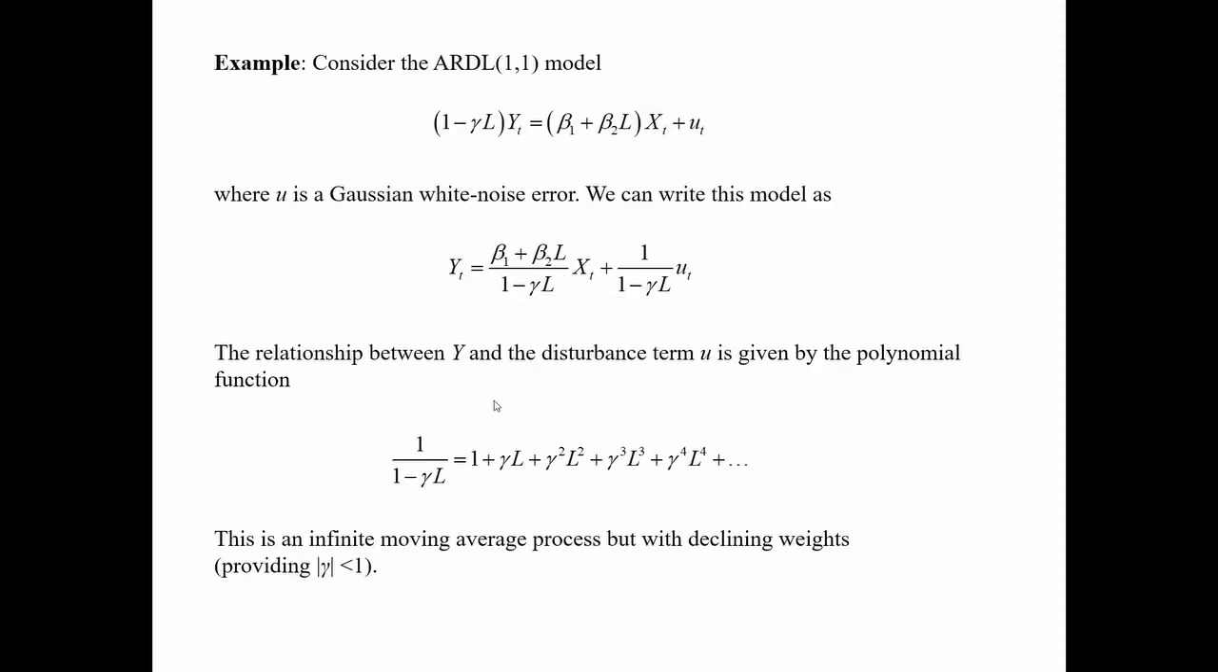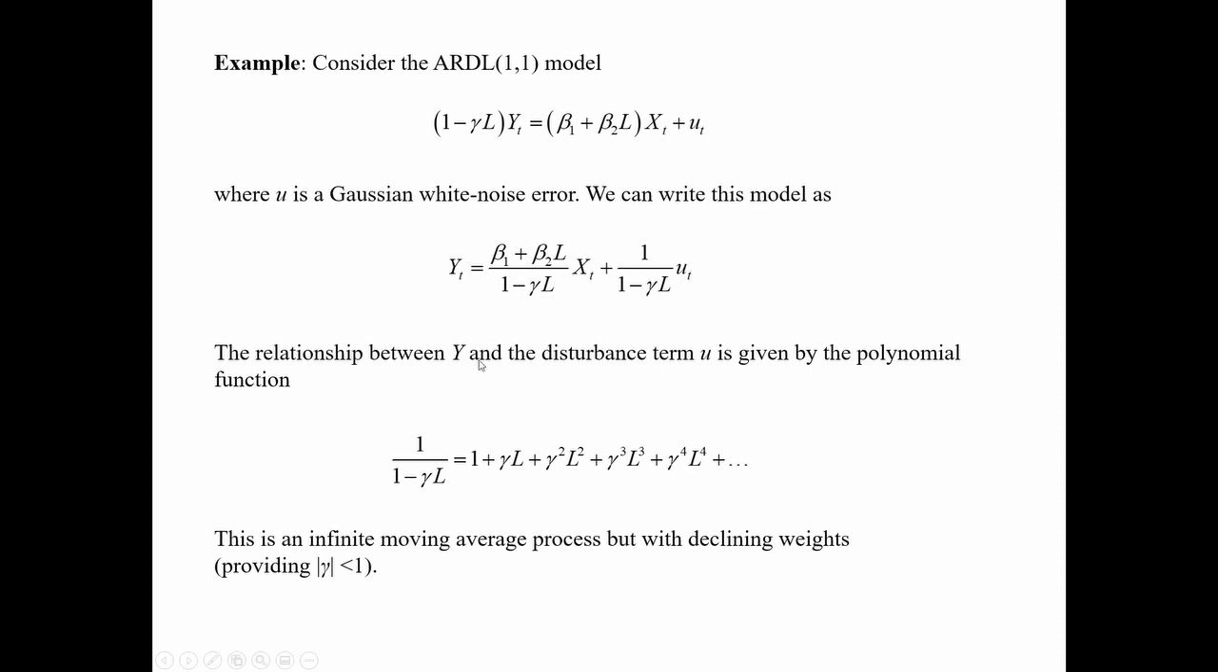Okay, as an example of this, let's consider the ARDL(1,1) model. That's where we've got one lag on y and one lag on x. So we can write that as (1 minus gamma L) yt, that's our D(L) or lag polynomial function in y, equals (beta 1 plus beta 2 L) xt, that's our C(L) function, a polynomial function in L, plus ut. We're going to assume that ut is a Gaussian white noise process, and we can divide through by 1 minus gamma L and write this as yt equals (beta 1 plus beta 2 L) over (1 minus gamma L) xt plus 1 over (1 minus gamma L) ut.